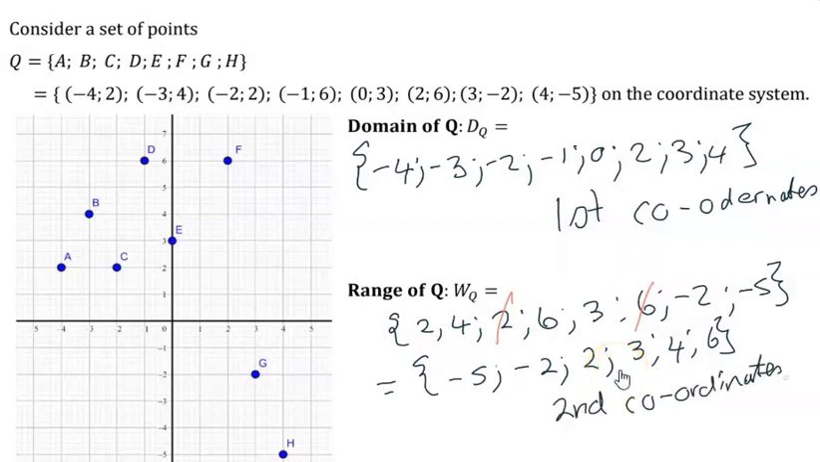So this is all the second coordinates. So we start by listing that. You can list it on your rough work or whatever, and then you write it down neatly. So this is our range. So WQ will be that.